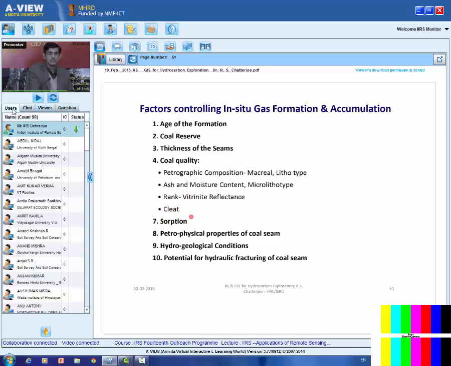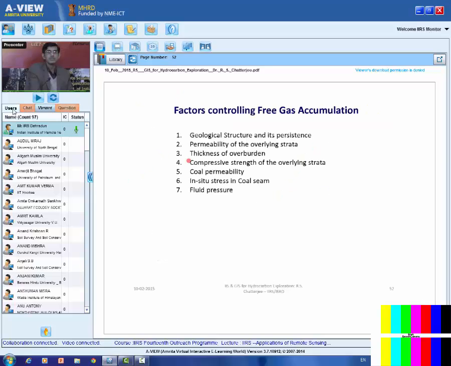And adsorption properties: how much gas is adsorbed is very important. Then the petrophysical properties of the coal seam, the hydrogeological condition of the formation, and the potential for hydraulic fracturing of the coal seam. These are the factors which control that. We have used some of these factors for prospecting of coal bed gas or coal bed methane. And in the case of free gas accumulation, what is important? The important factors are geological structures, mostly lineaments and fractures.